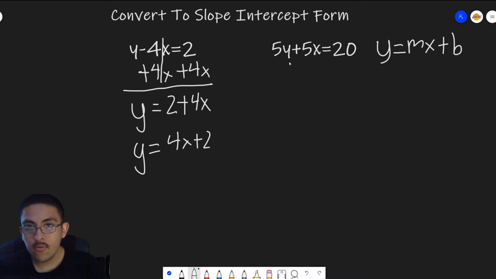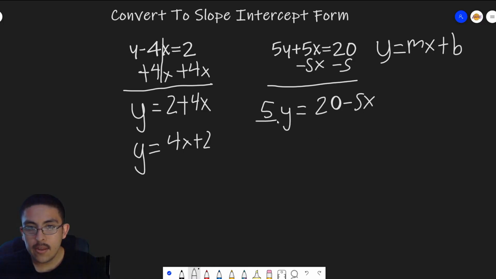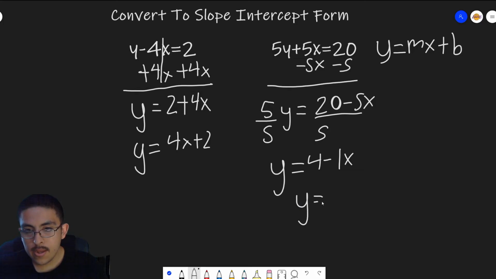We just have to isolate the y, and to do that we could subtract 5x from both sides. We get 5y equals 20 minus 5x. And then we could divide by 5 on both sides. Y is going to equal 20 divided by 5 is 4. 5 divided by 5 is 1. Don't forget the negative 1x. Or y equal to minus 1x plus a positive 4. And then we've converted both these equations back into y equals mx plus b, or slope-intercept form.